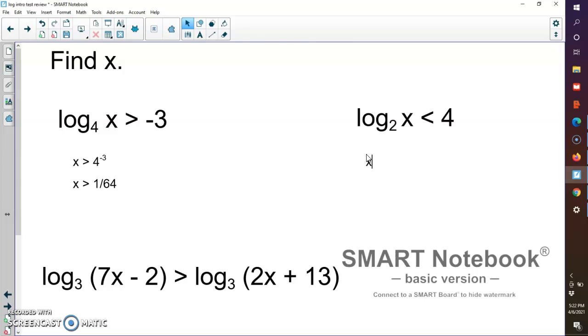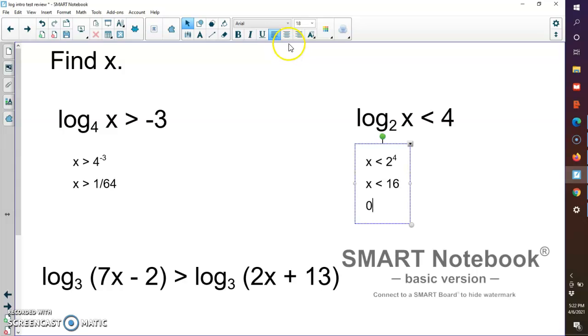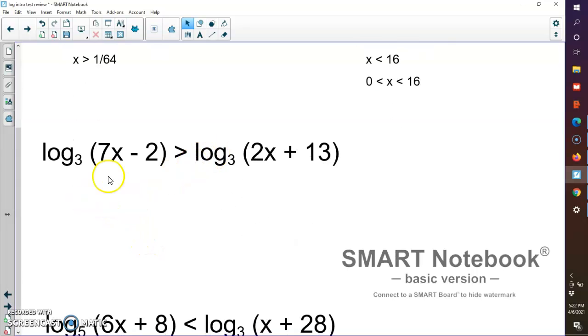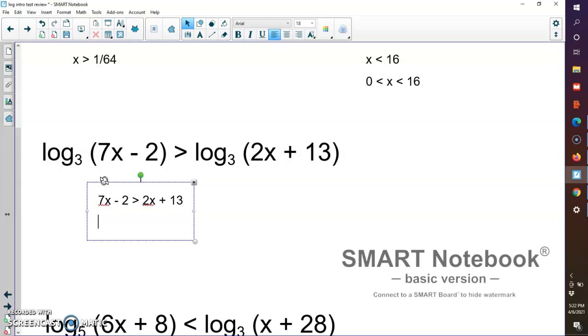When it's a less than, though, we have x is less than 2 to the 4th, which obviously means x is less than 16. But remember, you have to be greater than 0. So when you see a less than, your answer has to be a range of numbers. While my x has to be less than 16, it still has to be greater than 0. So that's my answer there. Greater than, it's just one step. Same deal here. A greater than sign with the same subscript. Pretty simple. 7x minus 2 is greater than 2x plus 13. And we just saw from there, 5x is greater than 15, x is greater than 3.